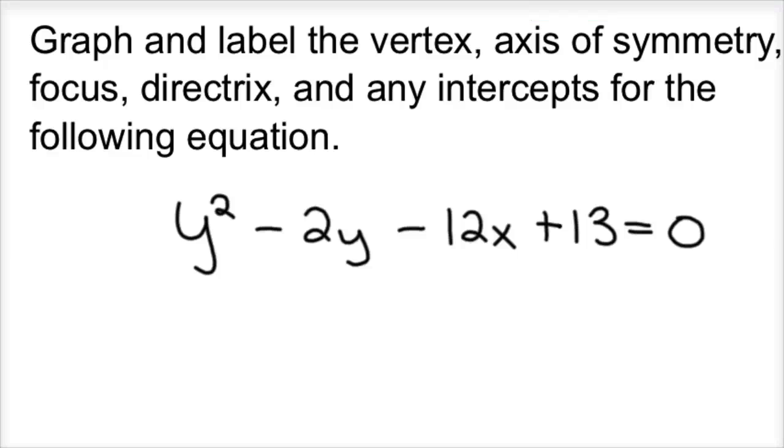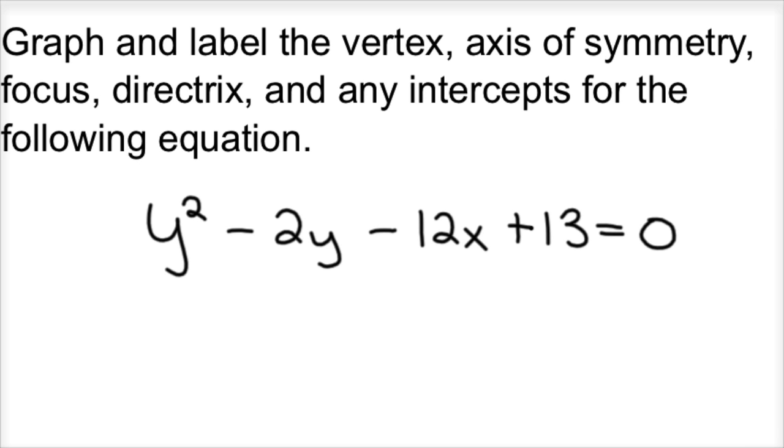Okay, so what we're going to do here is graph and label the vertex, axis of symmetry, focus, directrix, and any intercepts, either x or y, for this equation. All right, so we've got y squared minus 2y minus 12x plus 13 equals 0. I'm going to move some things around so I can get to it.